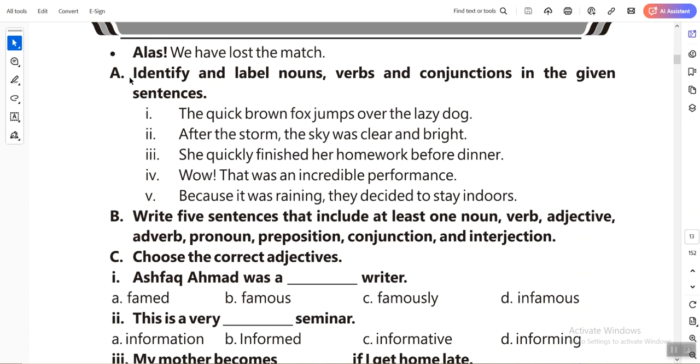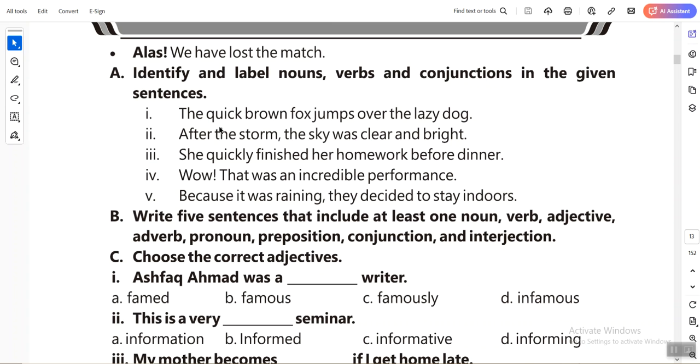So here we have question A: Identify and label nouns, verbs, and conjunctions in the given sentences. It means they are only asking us to highlight or point out the nouns, verbs, and conjunctions. You all know very well that nouns are the names of persons, places, and things. Verbs are the actions or any work. And conjunctions are the joining words, which can join two sentences, two clauses, parts of a sentence, or different words also.